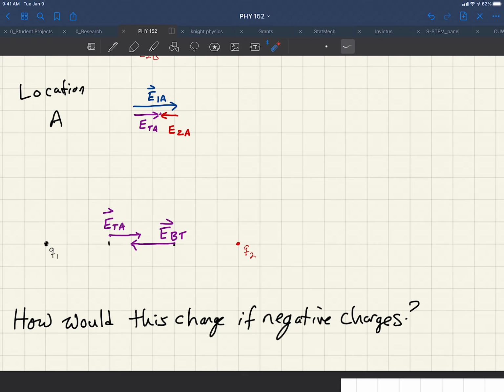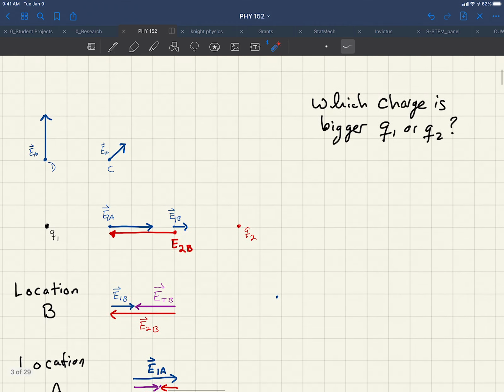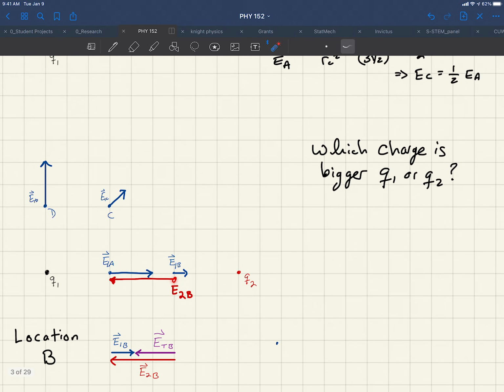So how would this have changed if Q2 was negative? How would it have mattered if that thing had a negative charge instead? Well, you would just go back up to this image, and at this location, you would now have a field going that way. So that when you added this to this, you would have something longer. And you're going to get that practice this week as you work on these sheets.